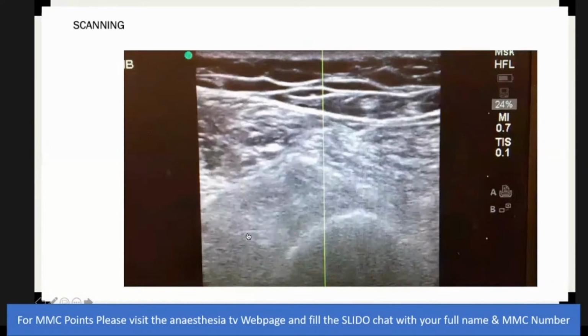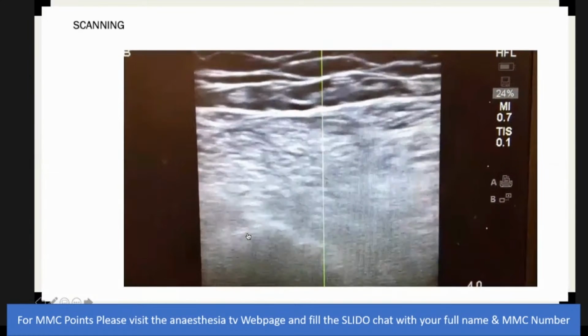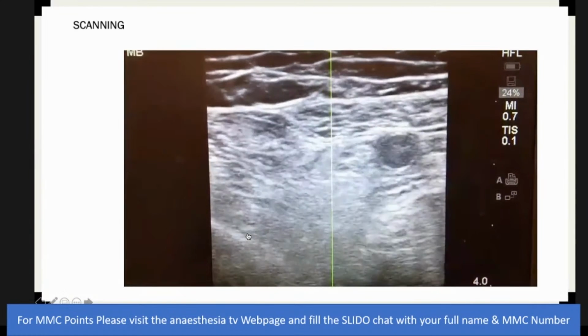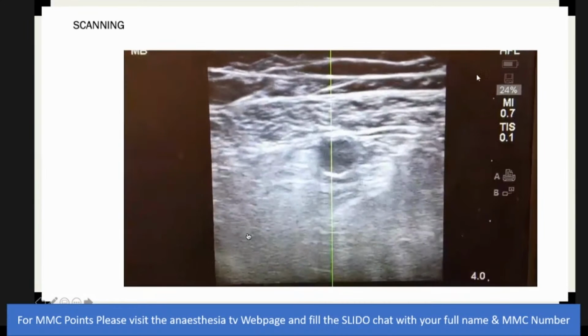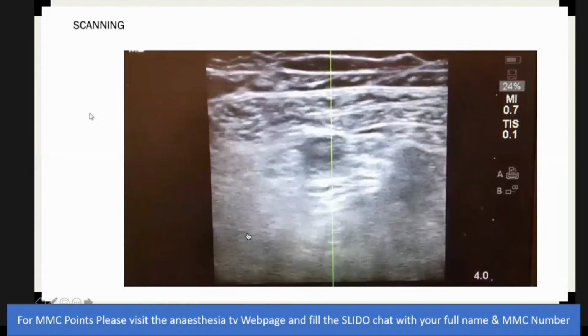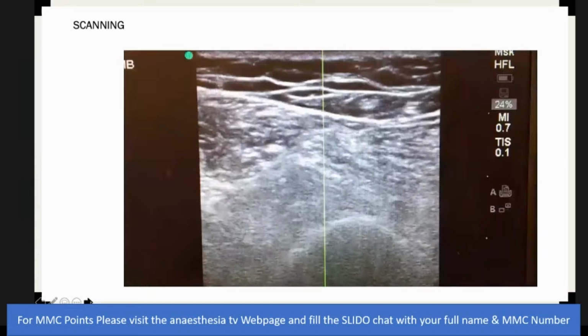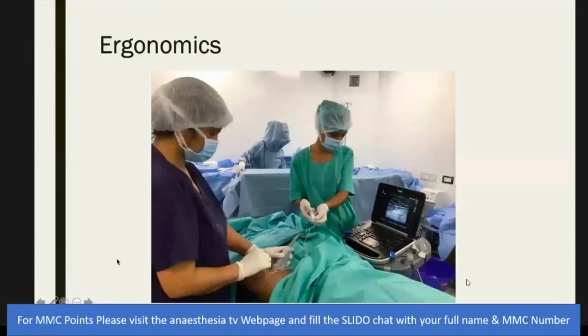This is the video showing the scanning of the adductor canal at the mid-thigh level. Place the probe at the center of the mid-thigh. Move it medially to look for the femoral artery below the sartorius muscle. The nerve is seen anterolateral to the femoral artery.